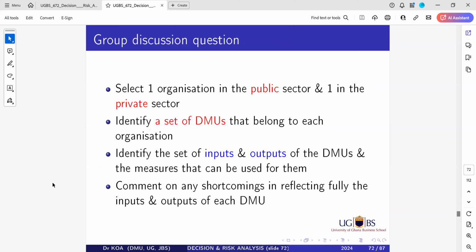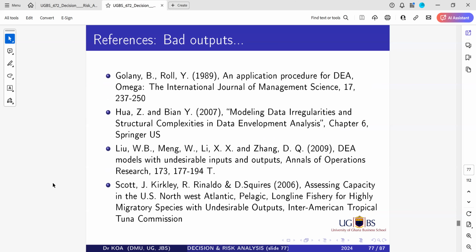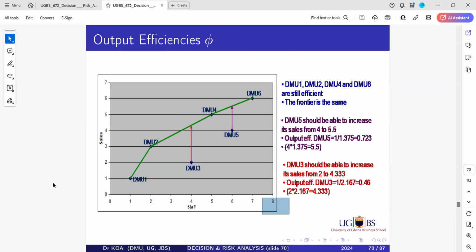Oh, it's not here. But the output-oriented graph alone will be something like this. This time it will not be X and Y, or X1 and X2. It will be Y1 and then Y2. And in that case, you don't have an isoquant, but you have an output possibility set, which goes something like this, that, and then that. That is an output possibility set.